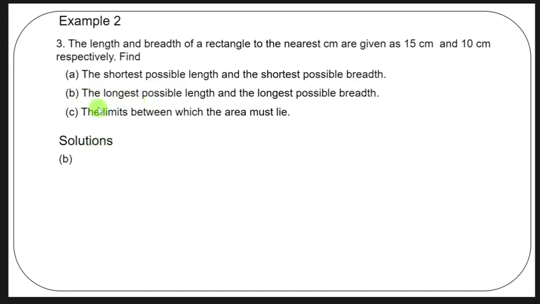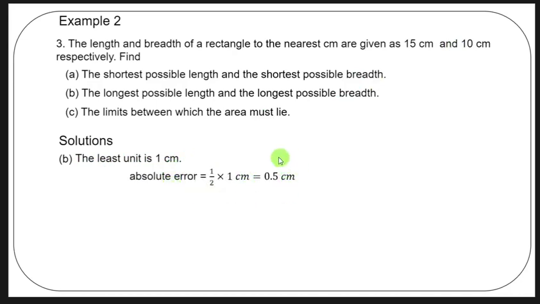So to B, the longest possible length and the longest possible breadth. Now they've moved from the lower limit to the upper limit, or the longest possible length and the longest possible breadth. So the same formula holds. The least unit is still 1 centimeter.